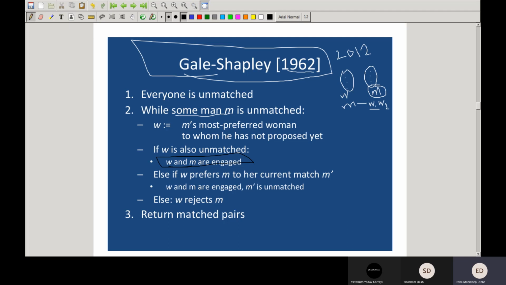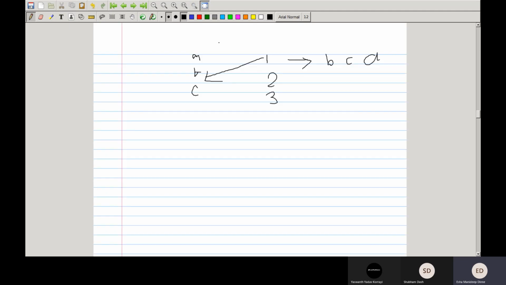Or, if she is already engaged to somebody, let's say B is currently engaged to 2, and her preference list is first 3, then 1, then 2. Man 1 was initially unmatched, and B was engaged to 2. So he'll go and propose to her. She will look at her preference list, which is 3, 1, 2, and clearly 1 is higher than her current match, which is 2. So she will drop 2 and she will match with 1.